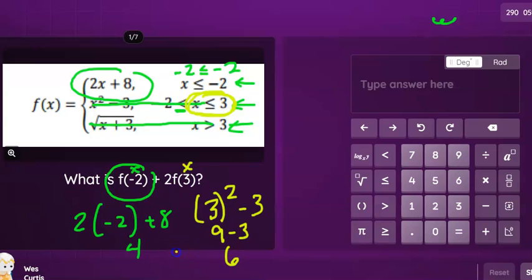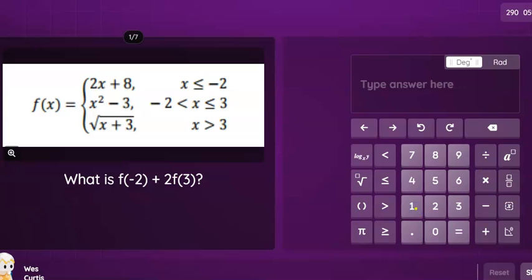I saw some people do 4 plus 6 is 10. We haven't done this number right here yet, have we? I done forgot like 3 times myself, after emphasizing on day 1, don't forget about that number. There's a 2 times 6, which is 12. 4 plus 12 is a final answer of 16. Pat yourself on the back if you got 16.